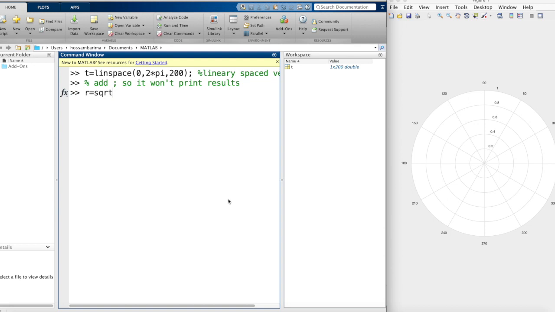Our equation is r equals the square root of the absolute value of 5 cosine 3t. Absolute here returns the absolute value of each element in array t. Using the polar function, we will get this graph.